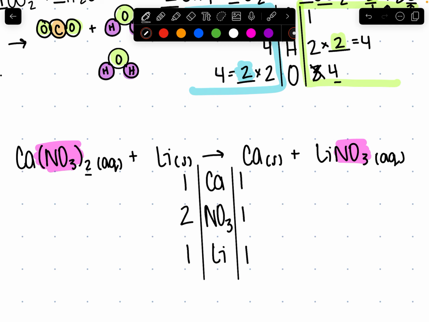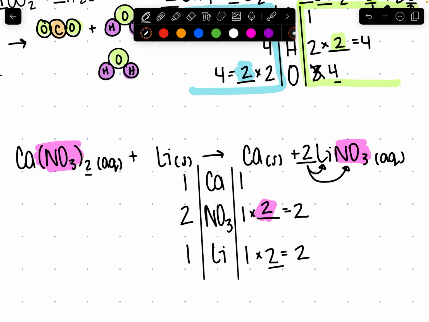So I take a look at 2 and 1. 2 is the least common multiple between them. So what number can I multiply by 1 to get the number 2 that I want? Well, I can multiply it by 2. So that means that's going to become my coefficient in the nitrogen-containing compound on the product side. So that's going to go right there. And when I do that, it not only changes how many nitrates I have, but it also changes how many lithiums I have since lithium's bonded to the nitrate. So I also need to multiply this by 2.